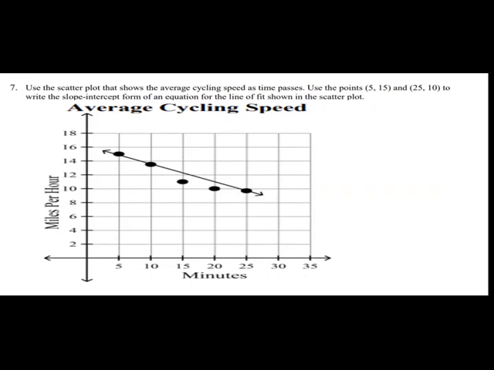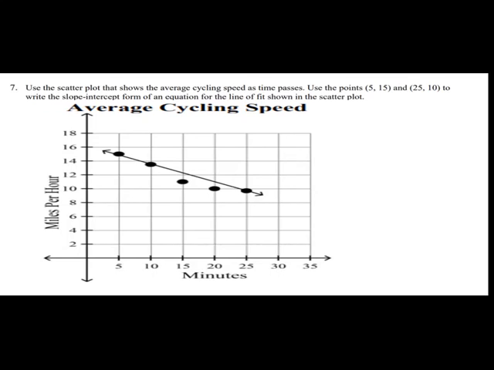You're welcome. Number 7 reads: use a scatter plot that shows the average cycling speed as time passes. Use the points (5, 15), that's a coordinate, and (25, 10), that's another coordinate, to write the slope-intercept form of an equation for the line of fit shown in the scatter plot. So copy the graph, guys.